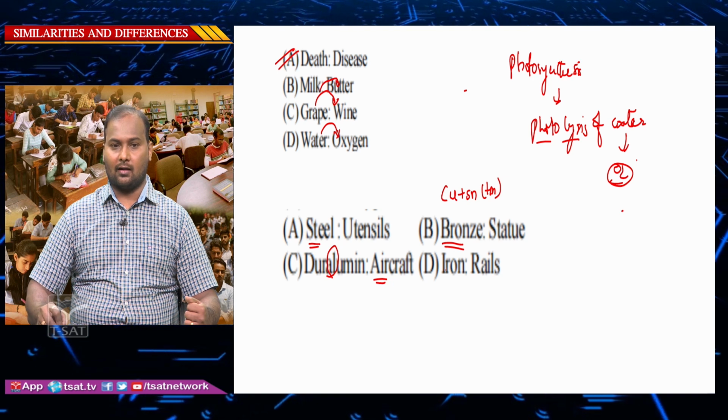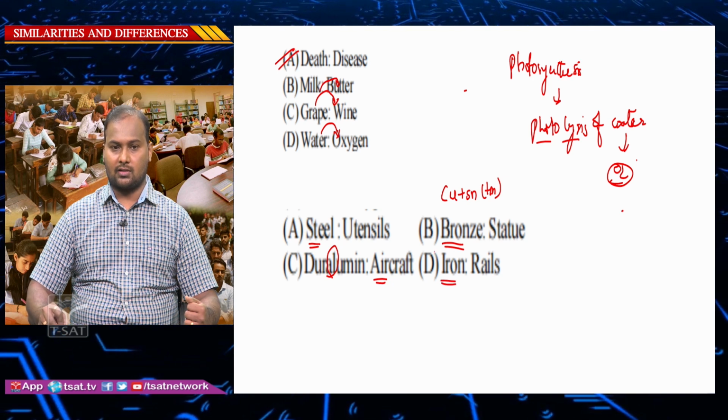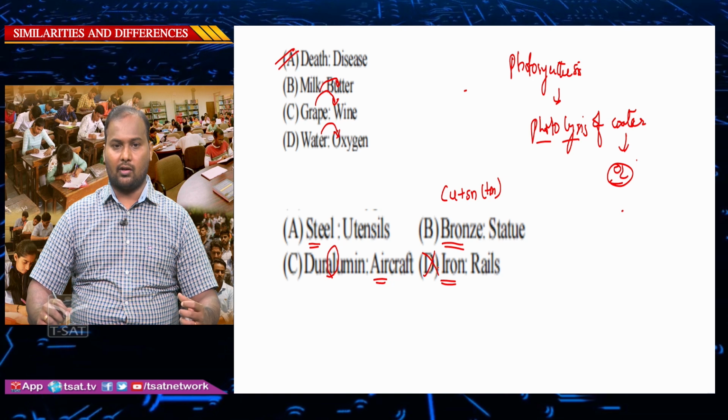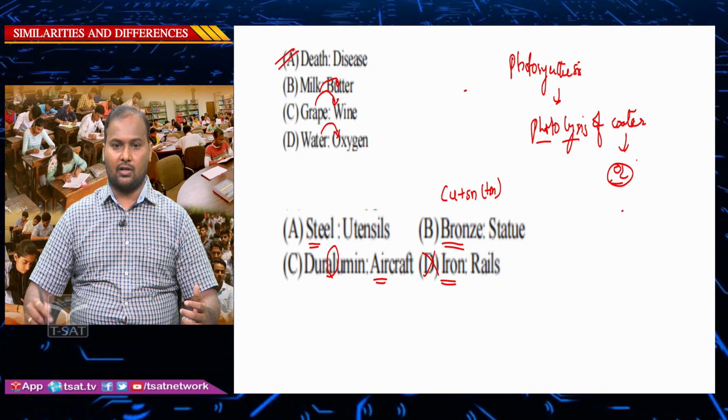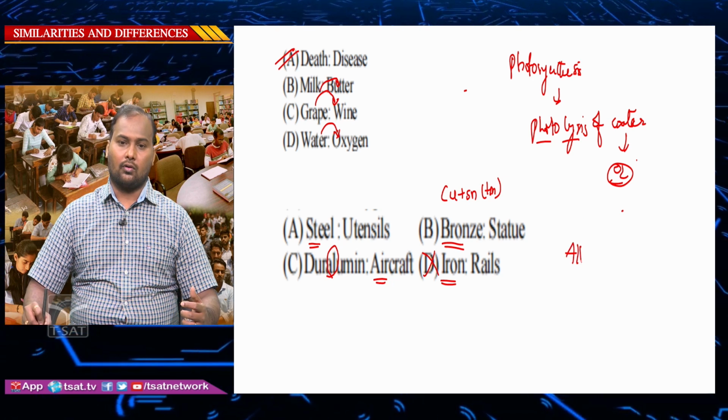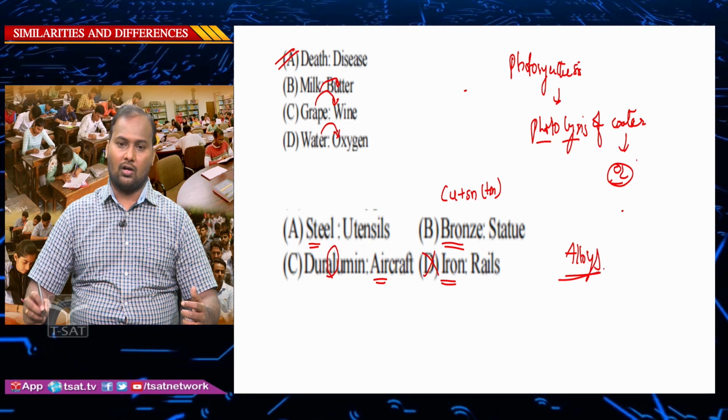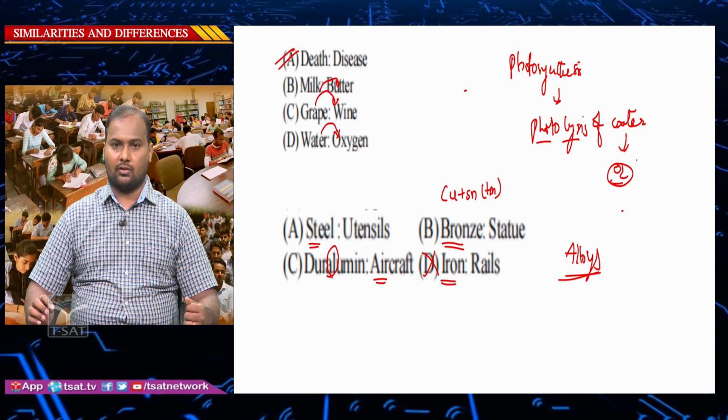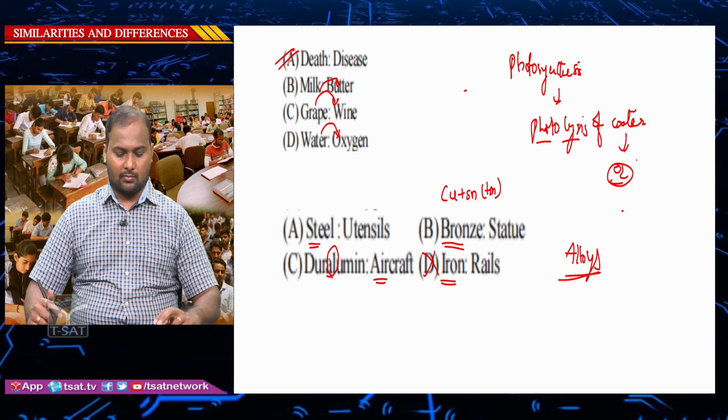Next one is iron rail. We know that iron is not an alloy. So your answer, option D, is wrong. So the remaining all three are correct. So that is based upon alloys. Those students who have the knowledge of alloys, they only can solve this question. Otherwise, this question becomes very difficult. Let's see the next question.